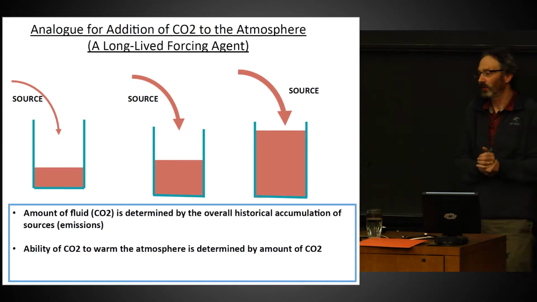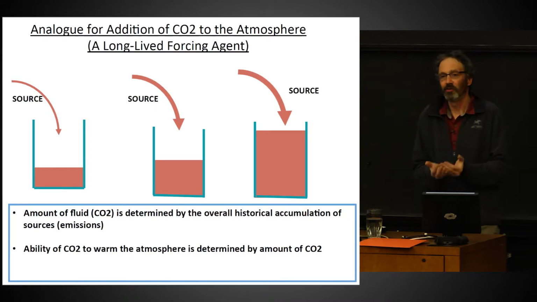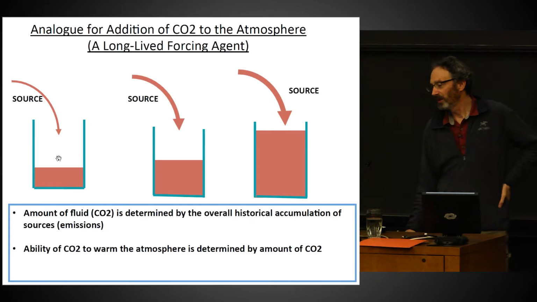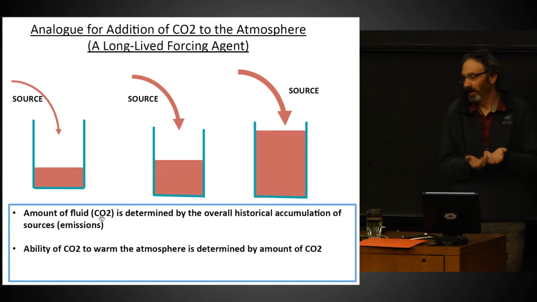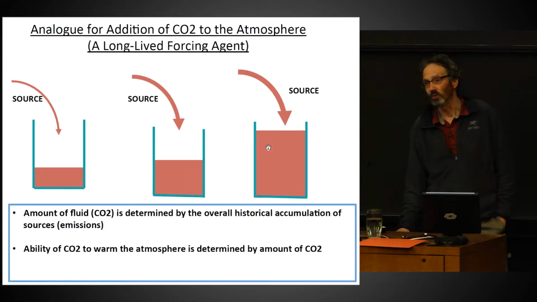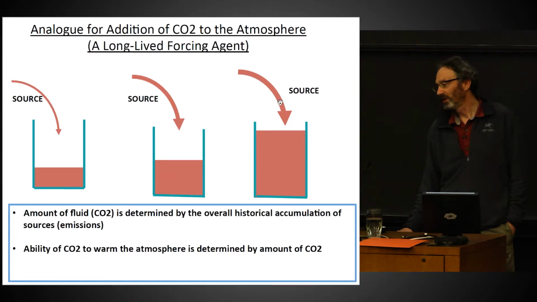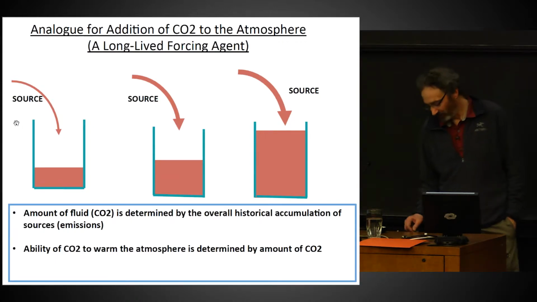Okay, so an analog for carbon is pouring something into a box. We're adding a source of water, say, into a box. There's no way for it to get out. And the water in the box increases. Okay, so the amount of fluid in the box, in the reservoir, in the bathtub, is determined by how much you've poured in from the beginning to where you are now. It's determined by the historical accumulation of sources. The ability of CO2 to warm the atmosphere is determined by the amount of CO2. So with very small losses from the atmosphere, how much CO2 warms it is going to be determined by the history of the sources from pre-industrial to now.